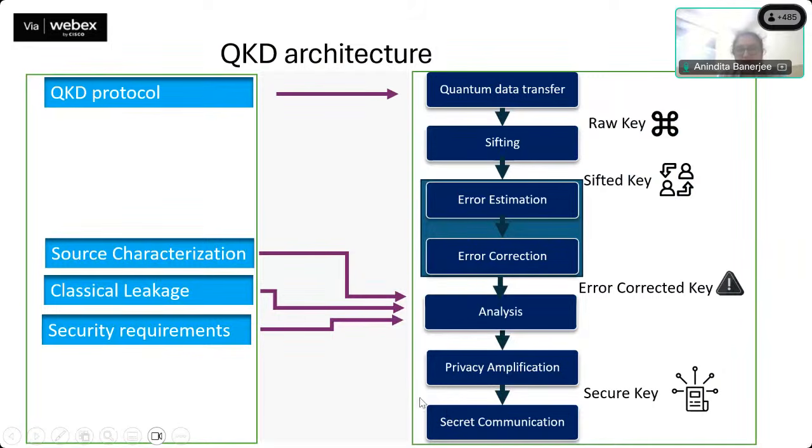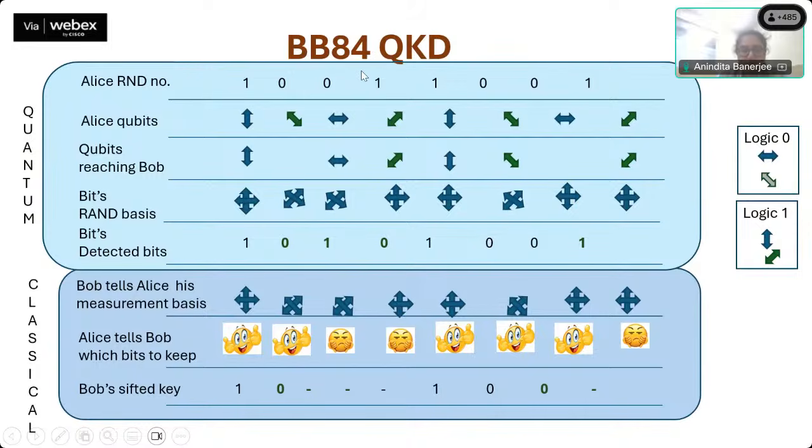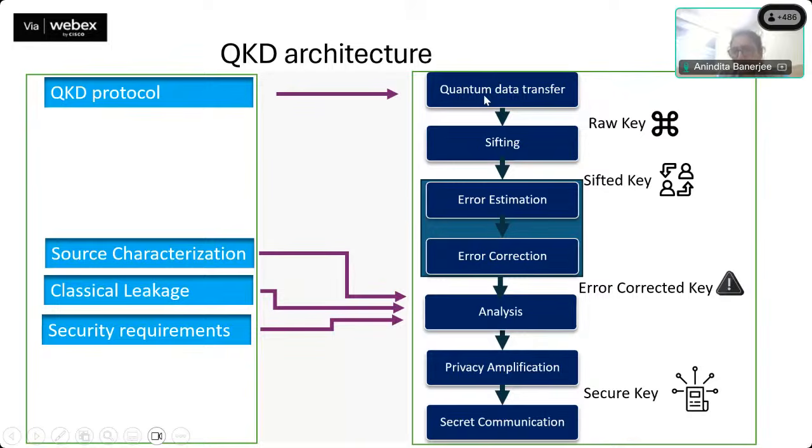So this entire key architecture looks like this. You have the protocol. This is the QKD protocol. So the entire quantum transmission is reflected here, quantum data transfer. So from raw key, you come to sifted key. Sifted is nothing but actually matching the basis at Alice and Bob's side. Then Bob will be sending a part of the key to Alice to find out how much is the error, is it within the threshold or not.